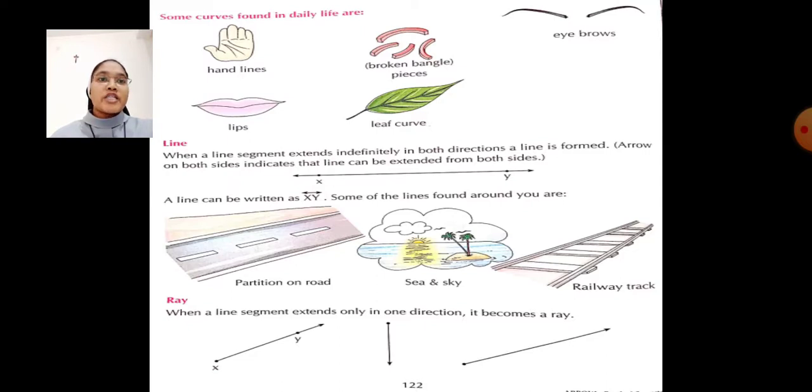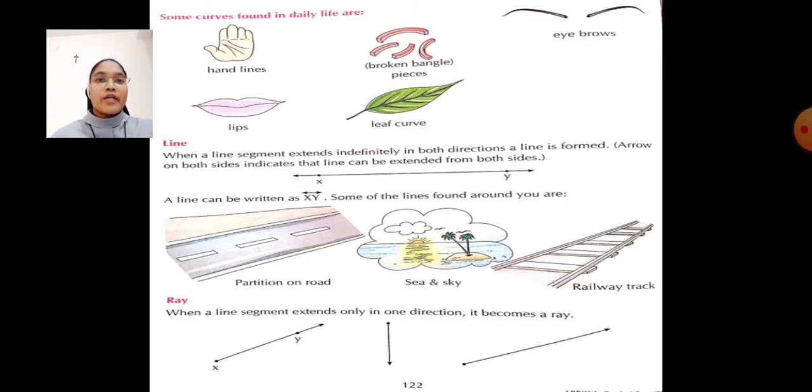Some of the lines found around you are partition on road, sea and sky, railway track. These are the examples.